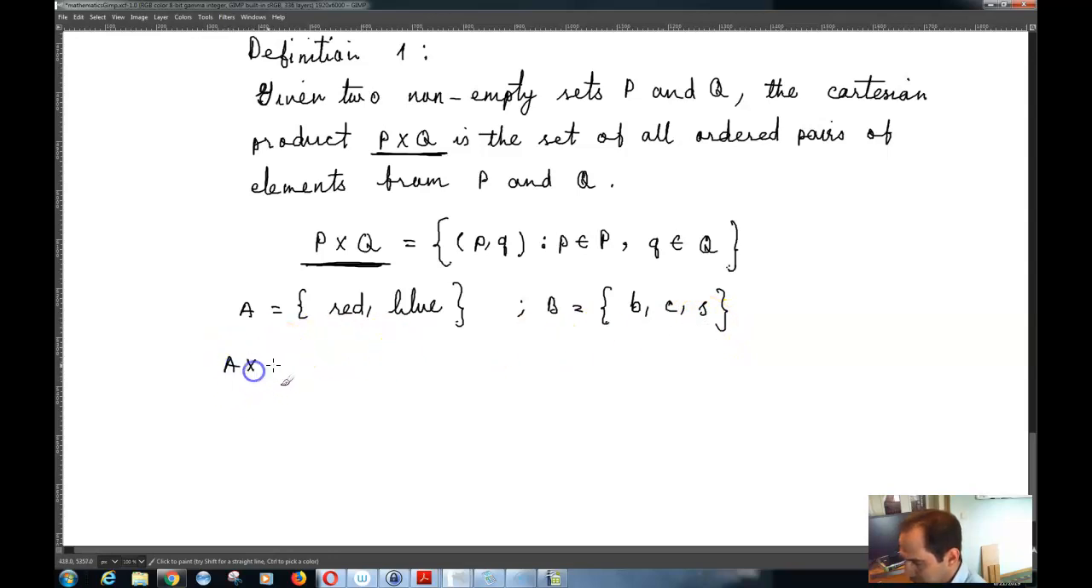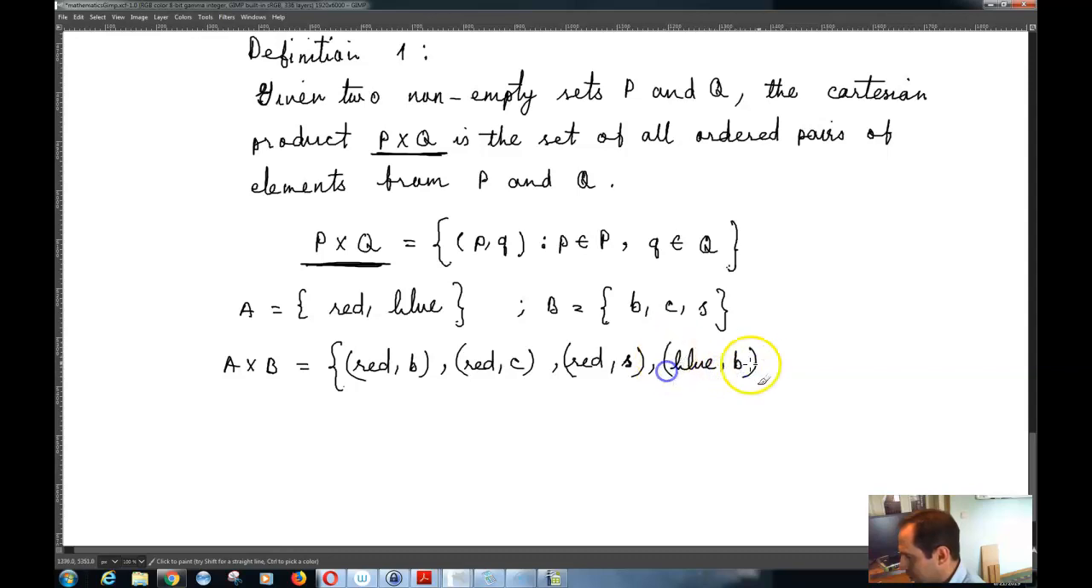So the Cartesian product of A and B is going to be (red, B), (red, C), (red, S), and then (blue, B), (blue, C), and (blue, S). That is the Cartesian product of these two sets.